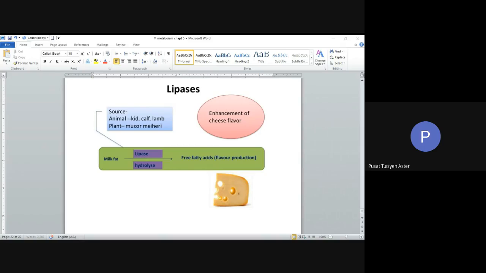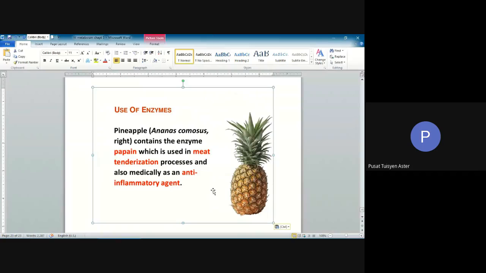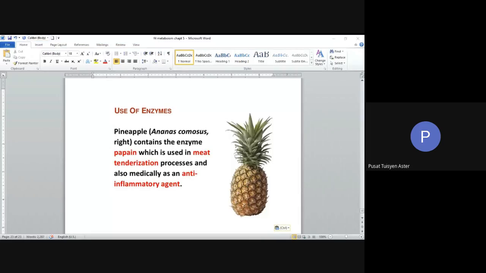So another common use of enzyme is the use of nanas, pineapple, in your meat. Last week, I even told you guys, for the meat, they will use nanas or papaya to break down the meat's very tough structure. By using pineapple and papaya, their skin and flesh have these enzymes, which is called papain, used to tenderize the meat and also medically as an anti-inflammatory agent.